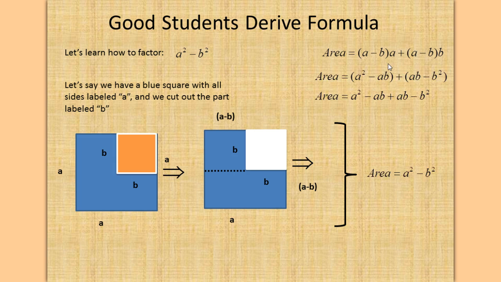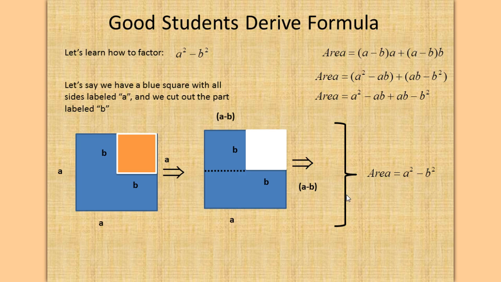Then we multiply that through. A times a is a squared. A times minus b is minus ab. Plus b times a is ab. And b times minus b is minus b squared. If we add the middle parts, minus ab plus ab, that cancels. And the area is equal to a squared minus b squared, which we were seeking to learn how to factor. But we haven't factored it yet. We've just figured out what a squared minus b squared is.